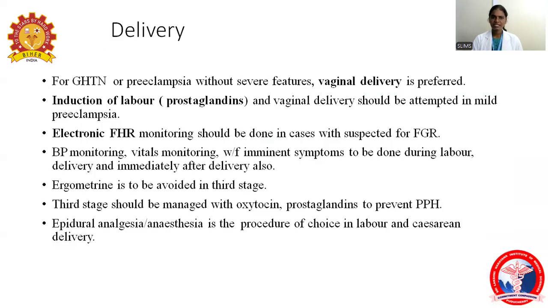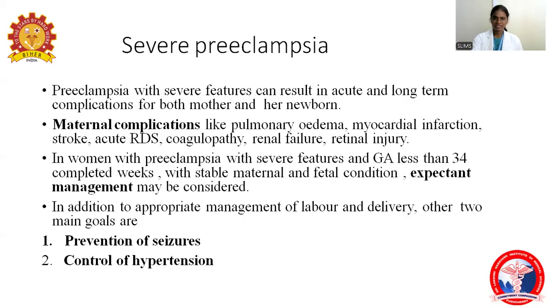Next is delivery. It's the ultimate management of preeclampsia. So for gestational hypertension or preeclampsia without severe features, vaginal delivery is preferred. For induction of labor, prostaglandins can be used and vaginal delivery should be attempted in mild preeclampsia. Continuous electronic fetal monitoring should be done, especially in cases where we are suspecting FGR. BP monitoring, vitals monitoring, and watching for impending symptoms should be done throughout the labor and after delivery also. Methylergometrine should be avoided in the third stage, and the third stage should be managed by oxytocin and prostaglandins to prevent hypertension. Epidural analgesia and anesthesia is the choice of anesthesia in labor and cesarean delivery.